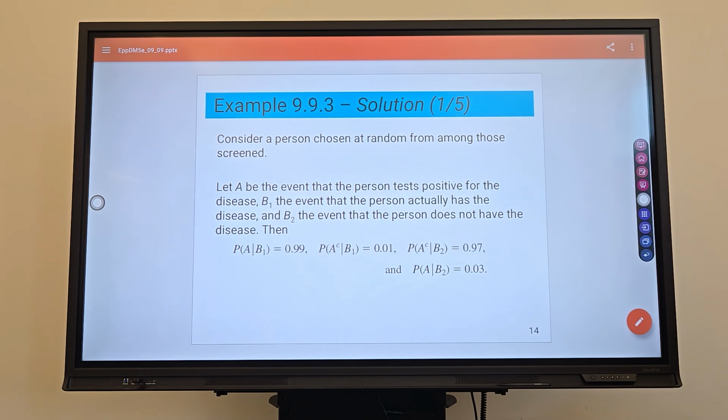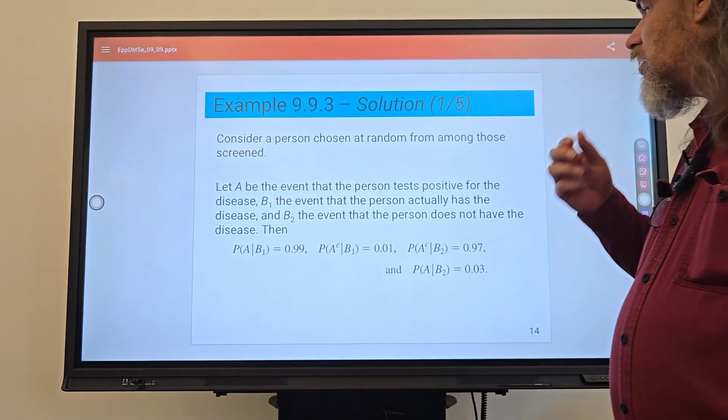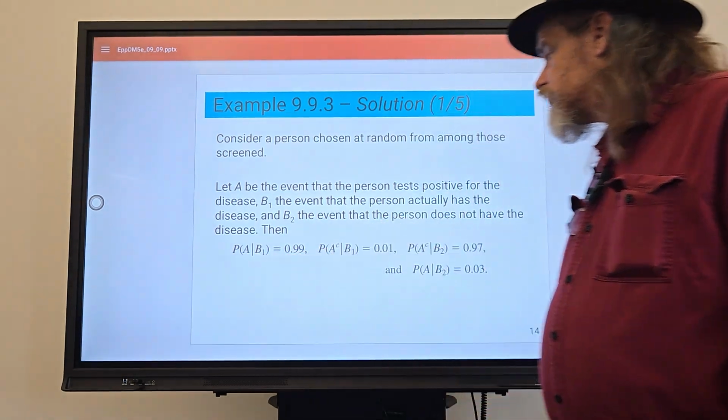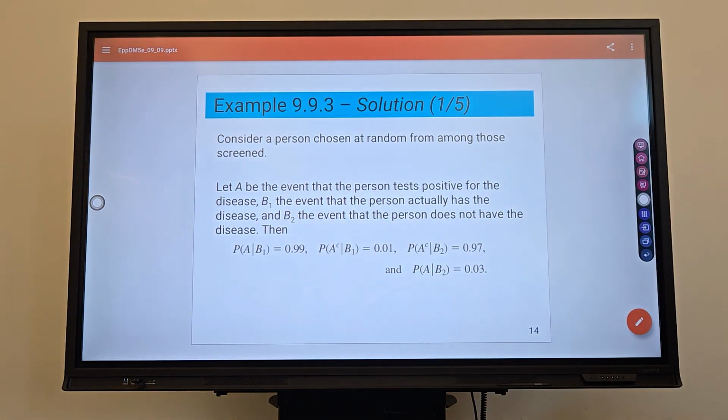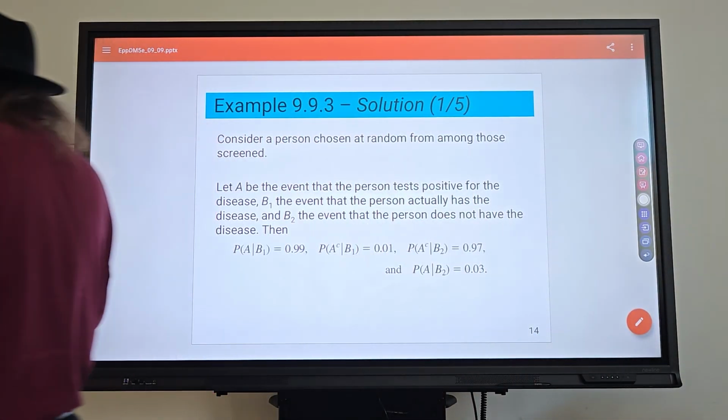Then the probability of A given B1 equals 99%. So that is the likelihood of them testing positive given that they actually have the disease. And the complement of that would be 0.01.